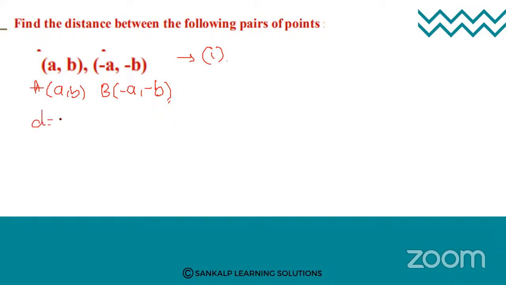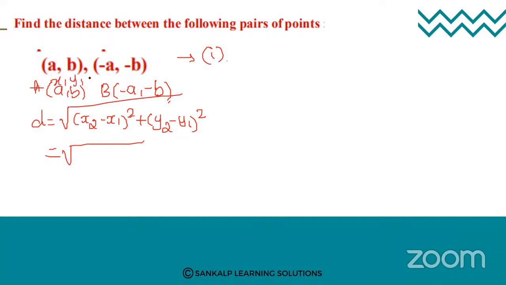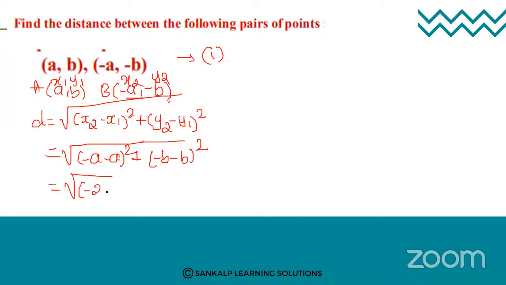D is equal to square root of x2 minus x1 whole square plus y2 minus y1 whole square. This is x1, y1. This is x2, y2, right? So x2 means minus a, x1 is a, whole square. y2 is minus b, y1 is b, so minus b whole square. Now minus a minus a means minus 2a. Minus 2a whole square plus minus 2b whole square.